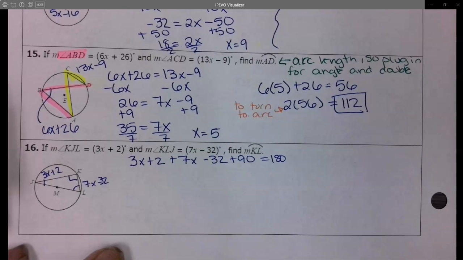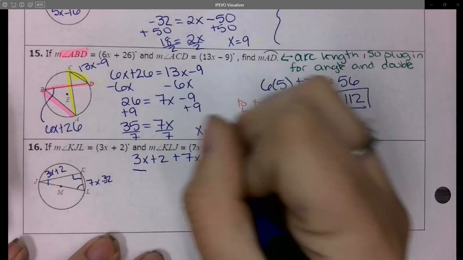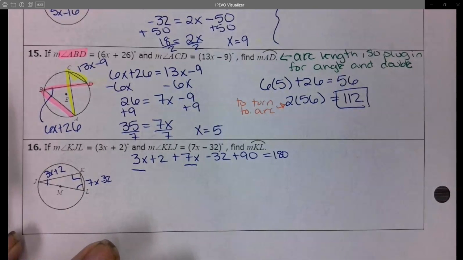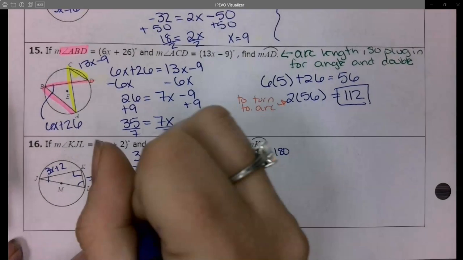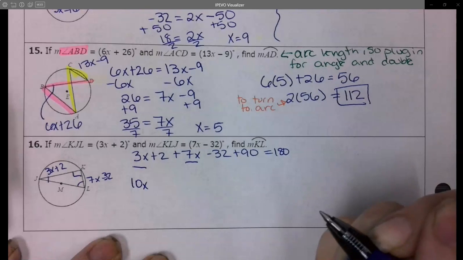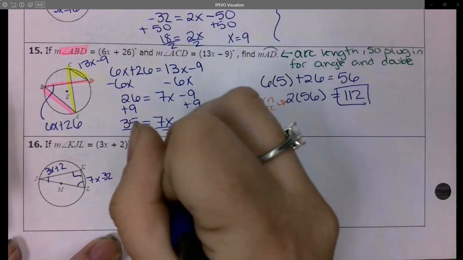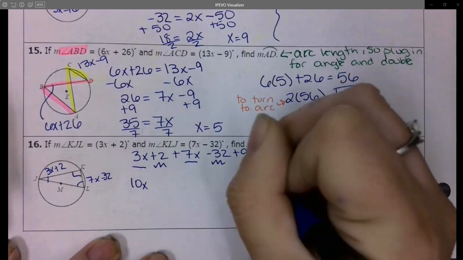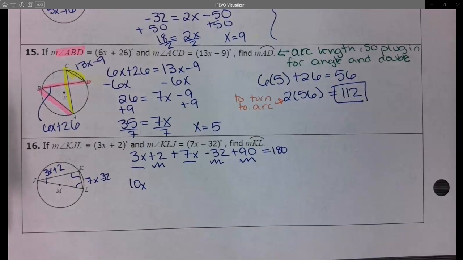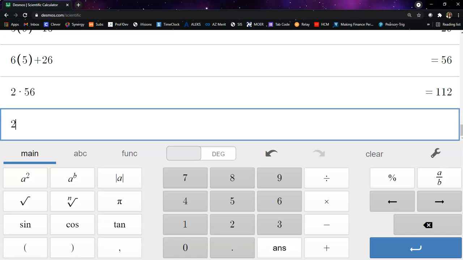So then I want to combine like terms. I have 3x and 7x, which will give me 10x. Then I want to add 2, negative 32, and 90. So I'm going to go to Desmos, which gets me 60.